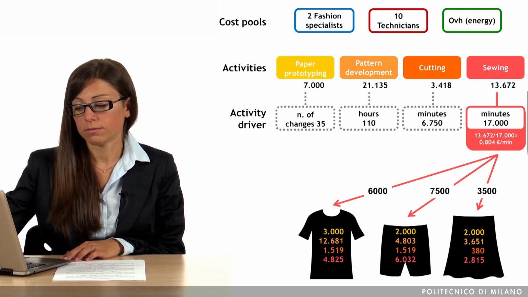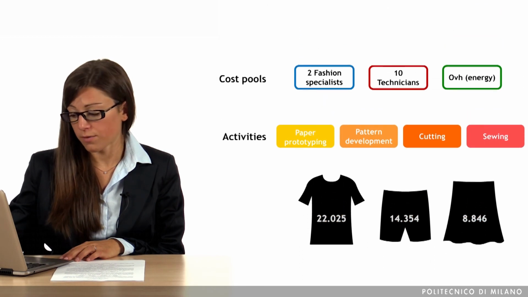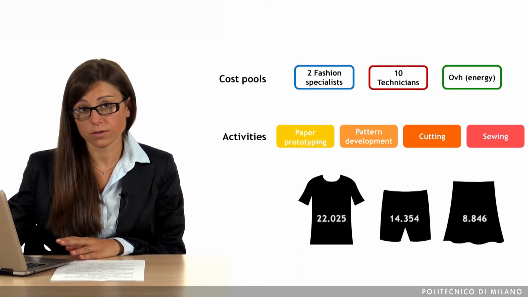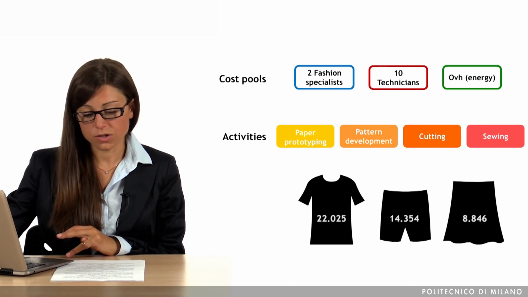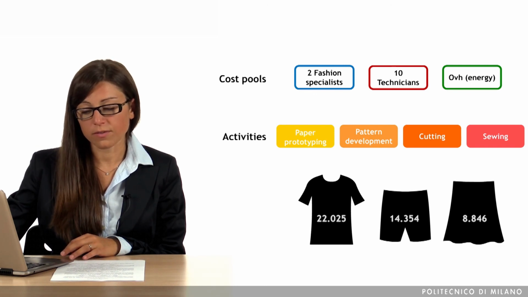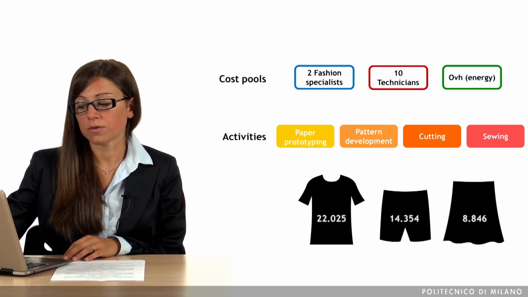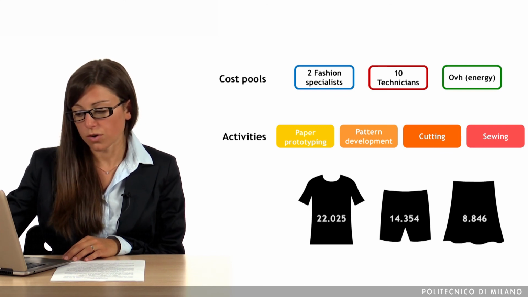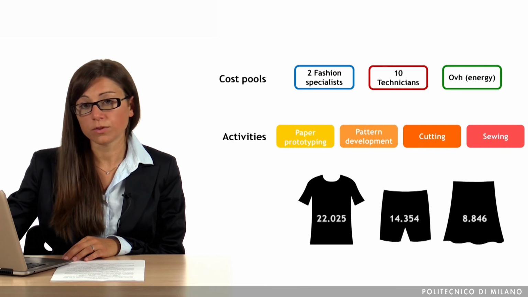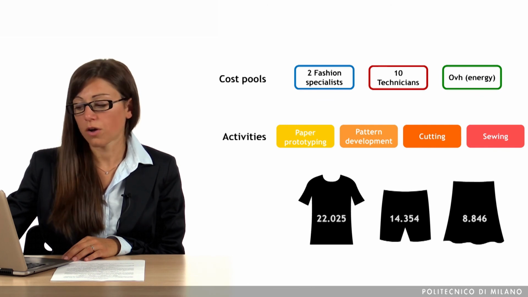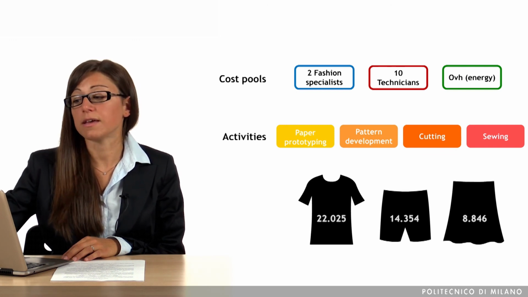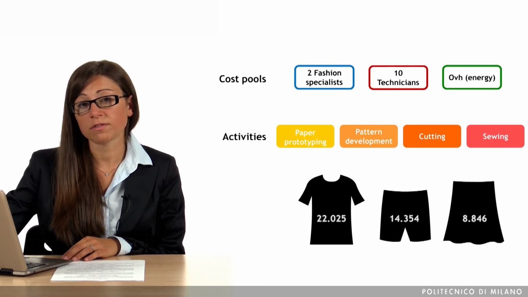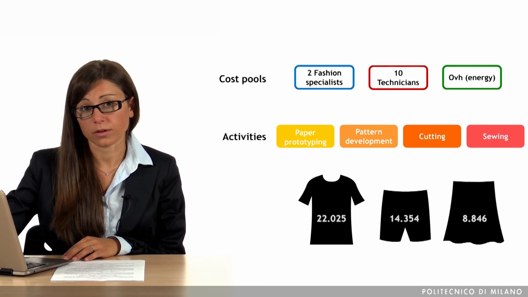If we sum per each product the values that we have, we can find the overall costs for realizing the 3 different products. So we will have in the end that the realization of 1,500 units of t-shirts costs 22,025 euros. The realization of the shorts costs 14,354 euros, while the realization of the skirts costs 8,846 euros. And this is the application of the ABC in order to define the cost of 3 different products, so by repeating the allocation approach twice.